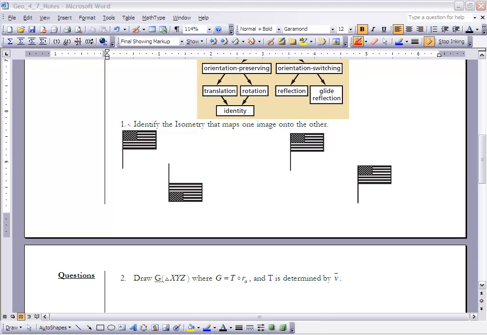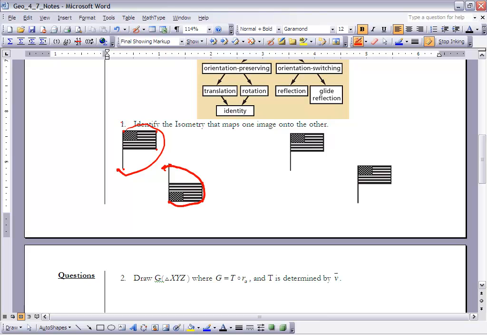Let's take a look at example 1 here. It says identify the isometry that maps one image onto the other. To help me do that, I'm first going to try to figure out whether I have something that's orientation preserving, or whether orientation is reversed or switched. If I look at this figure right here, going around the corner points, starting in this corner, going around in this direction, that would be a clockwise turn. However, if I look at the exact same points in the exact same order down here, I'm going around in this direction, which is the opposite, which would be a counterclockwise turn.